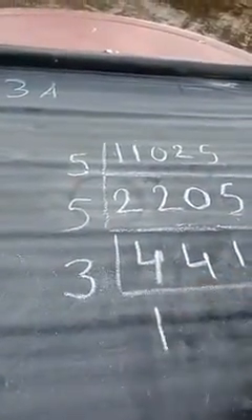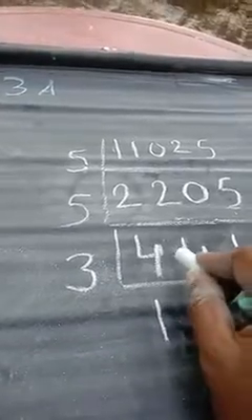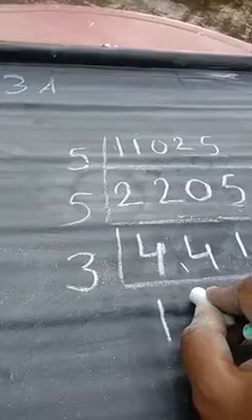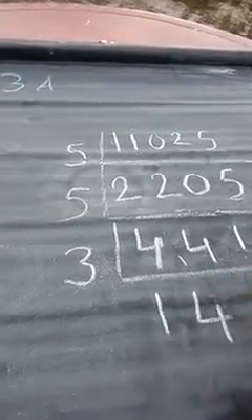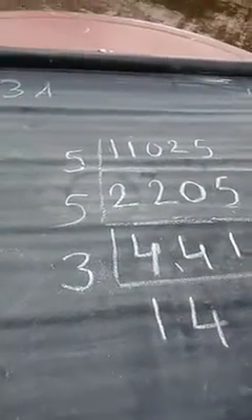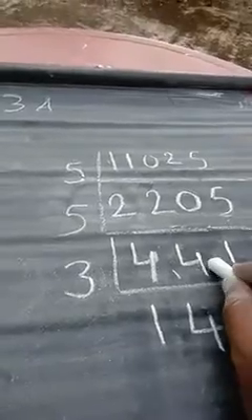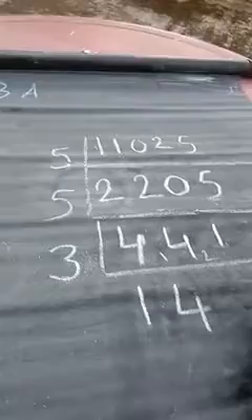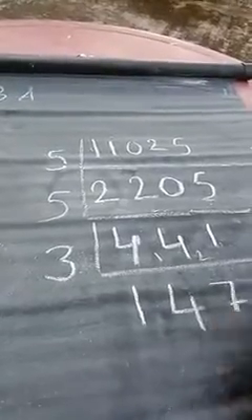1 3 is 3. 3 plus 1 is 4. So 1 4, 14. In 14, 4 3's are 12. 12 plus 2 is 14. So 2 is the remainder. 2 and 1, 21. In 21, how many times? 7. 7 3's are 21.